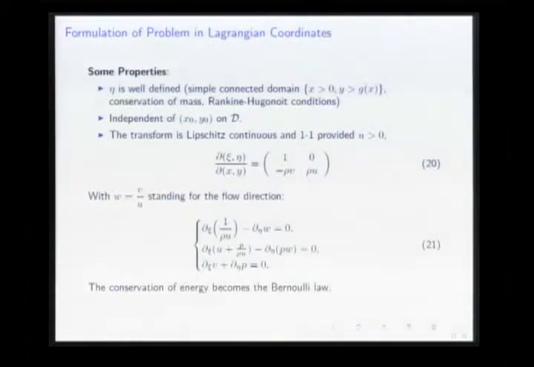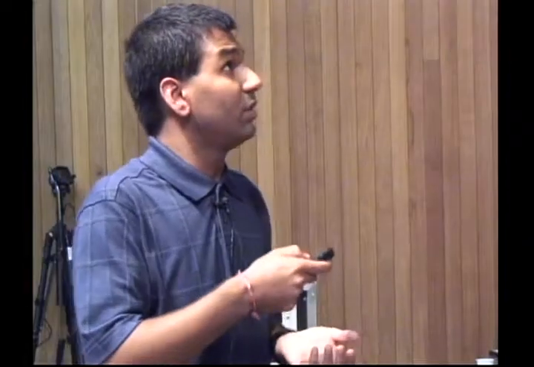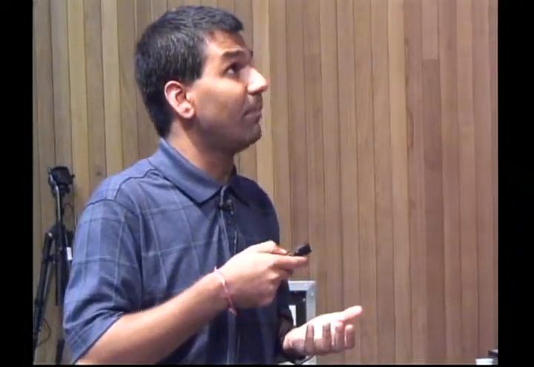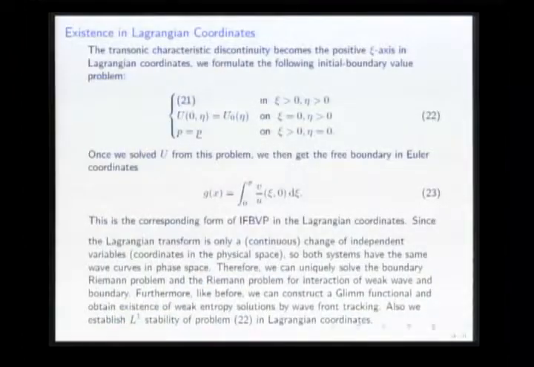Okay, here are some important properties of this transformation. First, it's well defined. Moreover, it's independent of the point we choose on the transonic discontinuity. Furthermore, it's Lipschitz continuous and one-to-one, provided u is greater than 0, which is the case since we're dealing with supersonic flow. So after applying this transformation, we obtain the following strictly hyperbolic system. Here, the conservation of energy becomes the Bernoulli law. The transonic discontinuity becomes a fixed positive x-axis in the Lagrange coordinate.